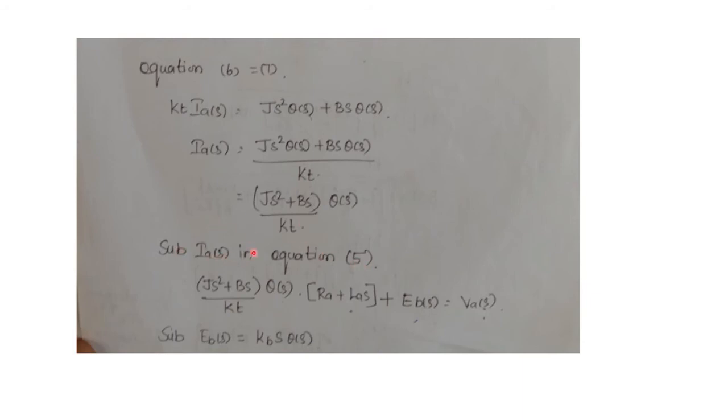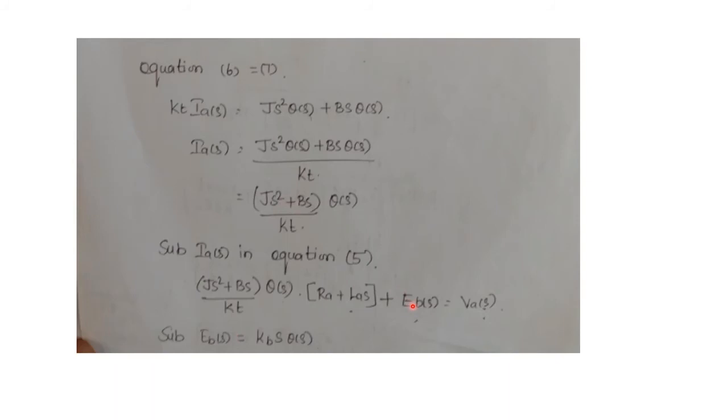Now we have to substitute the value of IA of S in this equation 5. In equation 5, we have IA of S and also EB of S. So instead of IA of S, we can substitute the value of this IA of S, and EB of S is also there. Instead of EB of S, we have to substitute the value, that is KBS into theta of S. This is another equation, equation number 8. If we substitute this EB of S as well as IA of S in equation number 5, we can get the required transfer function.